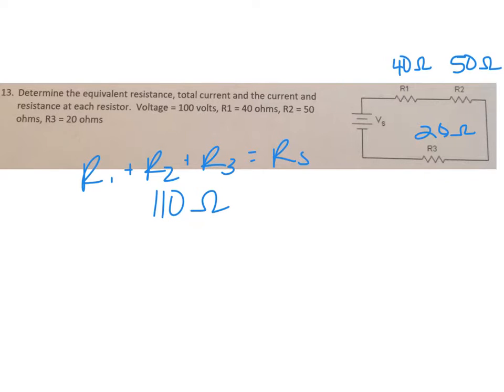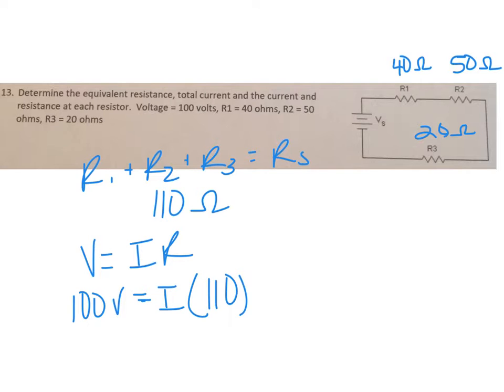Your second part is to find your total current, and you're going to use Ohm's law for that, V equals IR. You are going to plug in the voltage it gives you of 100 volts equals your current times your equivalent resistance that you just found. So you end up dividing that 100 volts by the 110 ohms, and that's going to give you a current of 0.9 amps. Now, since this is a series circuit, your current stays the same at each resistor. So we can go through and label this 0.9 amps at each of them because, again, it is a series circuit and that stays constant.